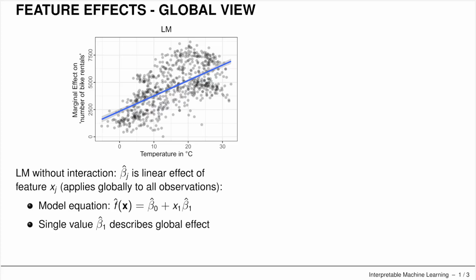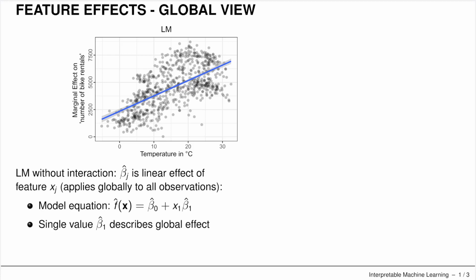Let's look at a simple example of a linear regression model without interactions. In this example, we see the feature temperature, which is used to model the number of bike rentals as the target. The linear regression model estimates one single weight that can be used to interpret the marginal effect of temperature with respect to the number of bike rentals. This means that the interpretation applies globally to all observations, no matter which observation we have at hand. If temperature increases by 1 unit, then the expected number of bike rentals will increase by beta-hat units.